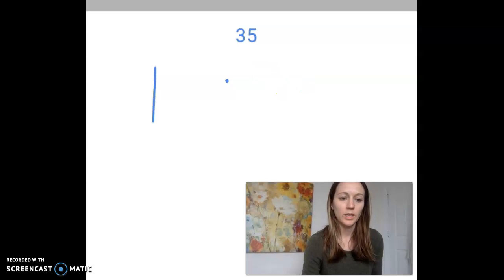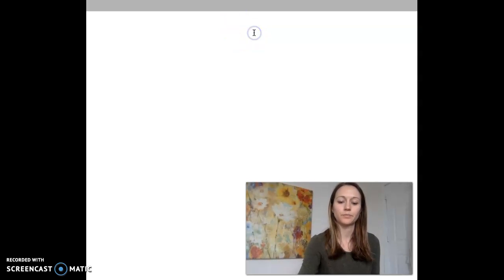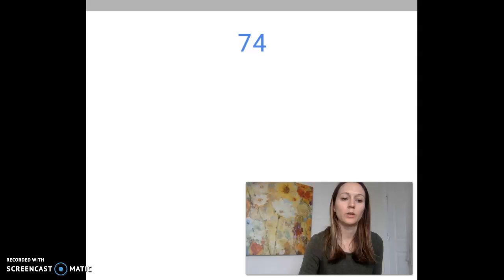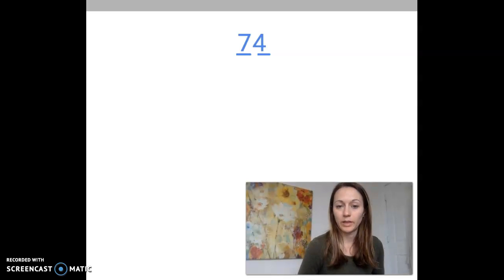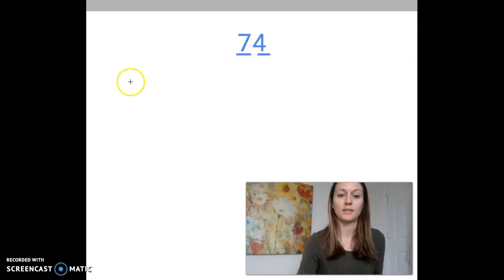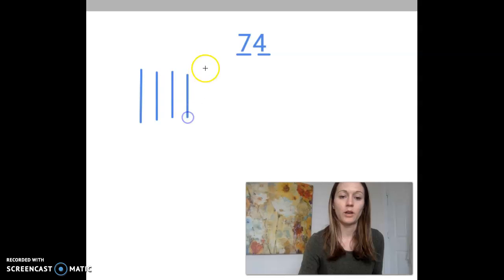So let's do one more together. If my number is 74, so a 7 and a 4. How many digits? Right, 2 digits. So if I look at my tens place in the number 74, what number is it? Yeah, it should be 7. So I'm going to draw 7 tens. 1, 2, 3, 4, 5, 6, 7.